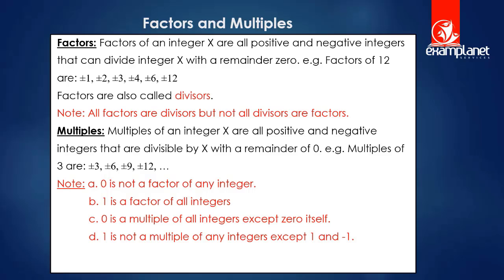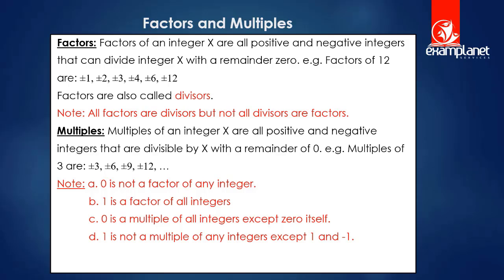Okay, now multiples. Multiples of an integer x are all positive and negative integers that are divisible by x with a remainder of 0. E.g., multiples of 3 are plus or minus 3, plus or minus 6, plus or minus 9, plus or minus 12, plus or minus 15, and so on.